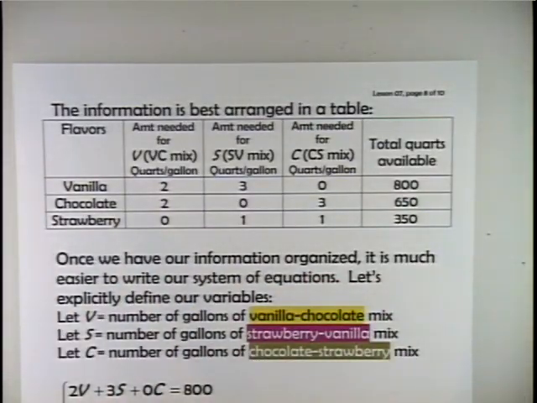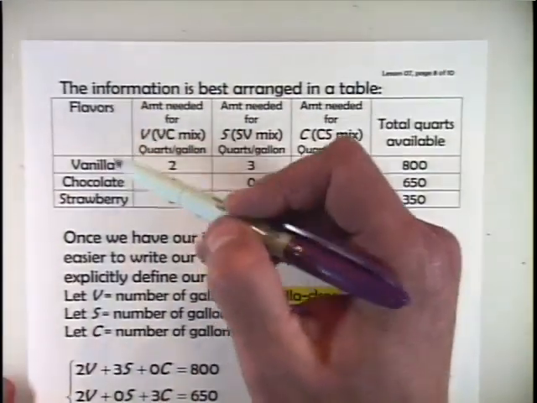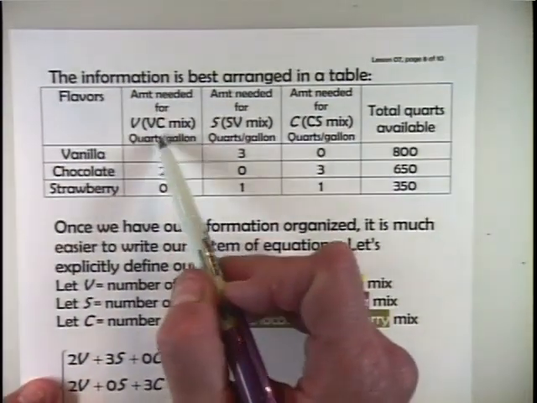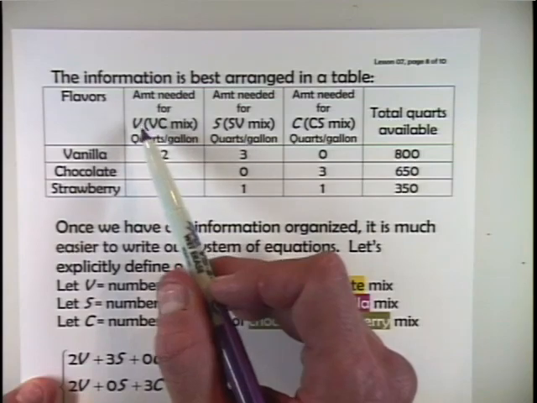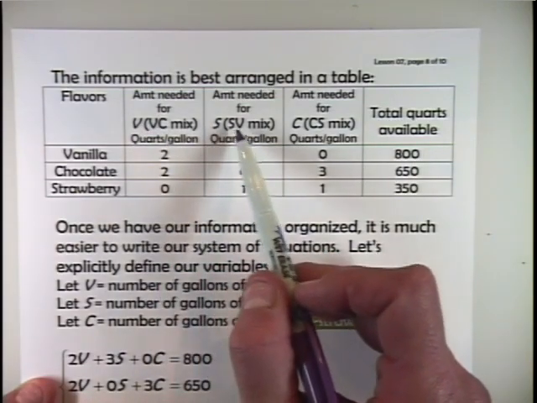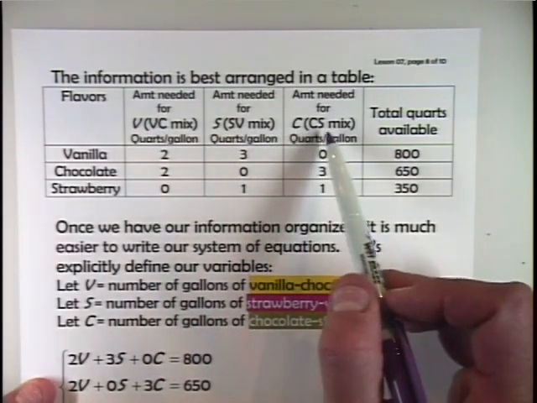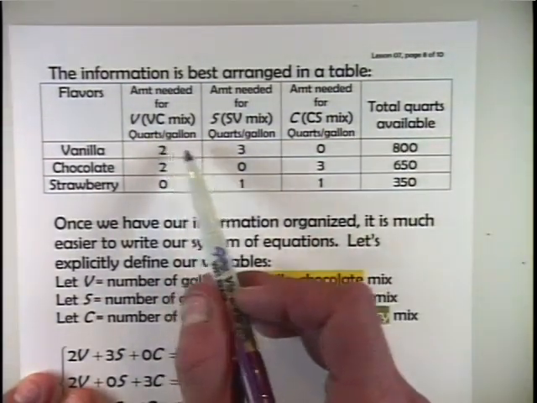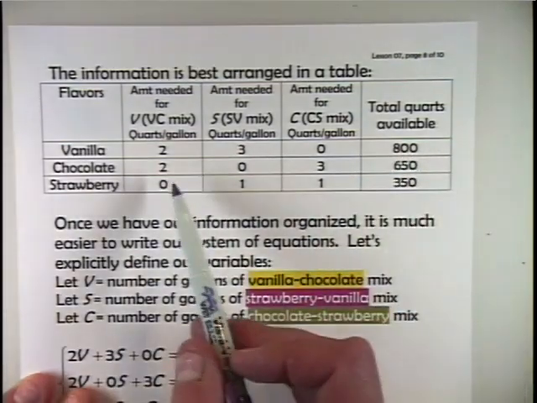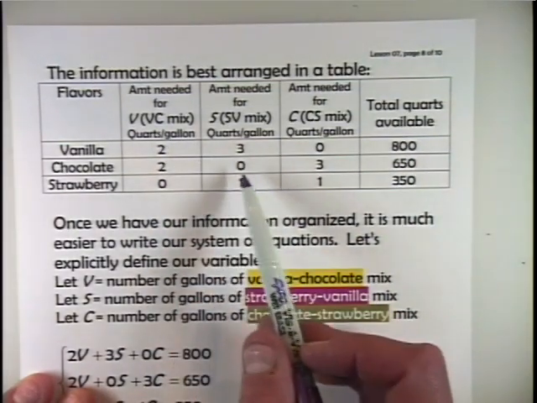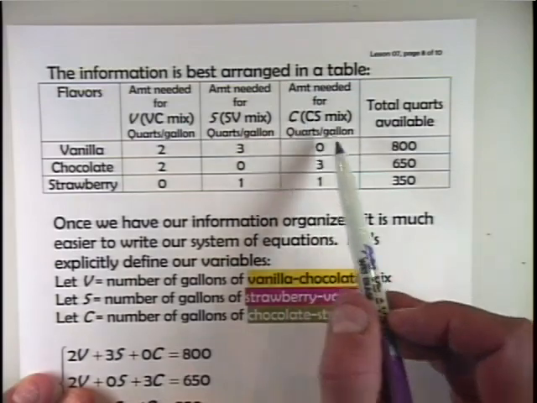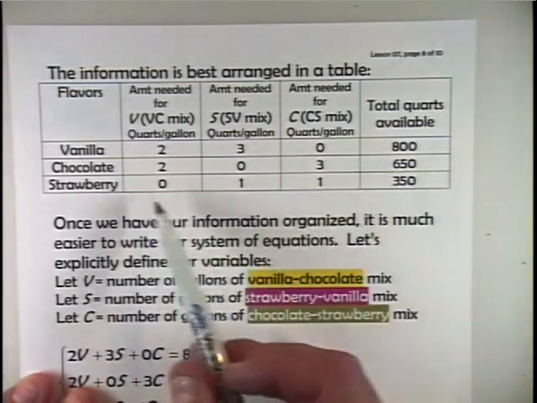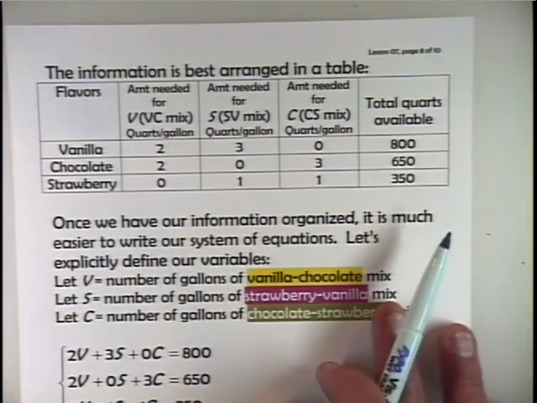The best way to do this is to organize your information into a table. And the table that I have here basically has the flavors, vanilla, chocolate, strawberry, and then it has the amount that we need of each variety. V for vanilla chocolate, S for strawberry vanilla, and C for chocolate strawberry in quarts per gallon. And so I have 2, 3, and 0, and 800 total. I have 2 of the chocolate for the vanilla, 0 chocolate for the strawberry, and 3 chocolate for the chocolate strawberry, for a total of 650, and a 0, 1, 1 for a 350 total.